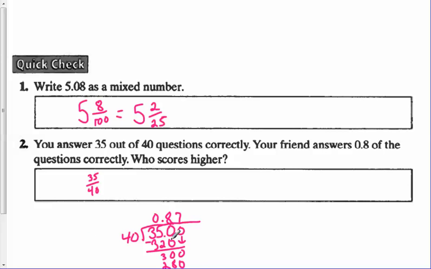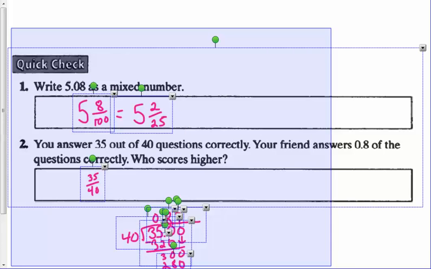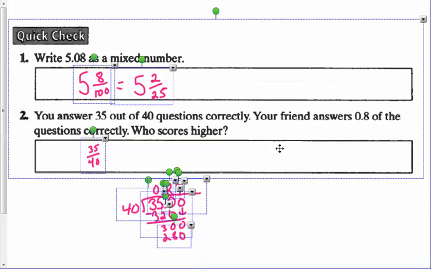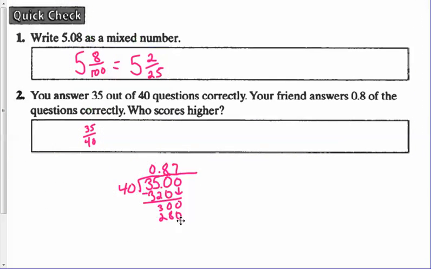I'd have to move this, so let's move all of this up just a tad. Ran out of space, so we're going to bring this up. There we go. Power of technology. So 4 times 7 is 280. I subtract, and I have 20. I add my 0 and bring it down.